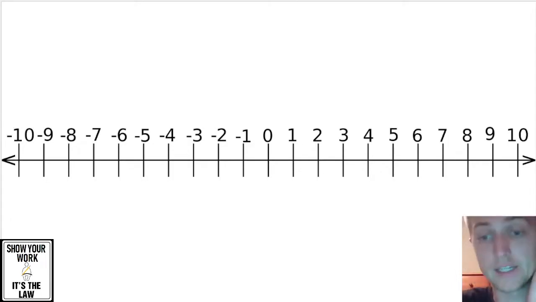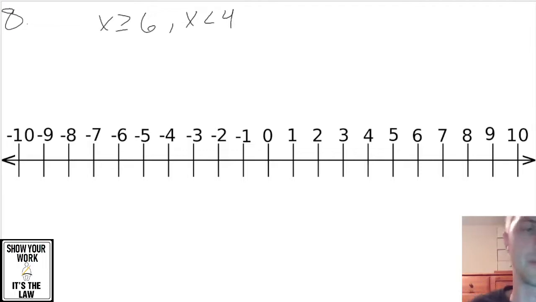Question 7, 8, and 9, they gave us 2 to work with apiece. So number 8, they gave us 2, so we want to graph both of them. So let's start with the first one, x is greater than or equal to 6. Find 6. Do we fill it or leave it open? We fill it because of the bar.